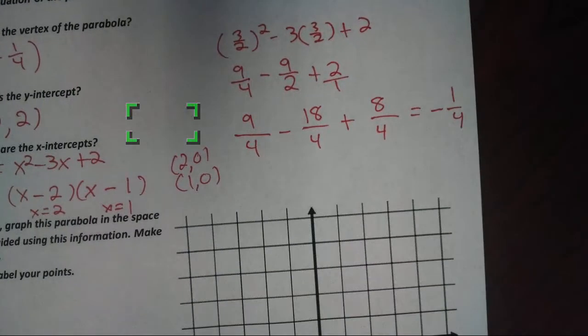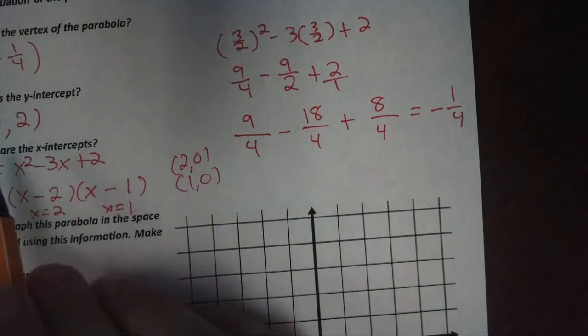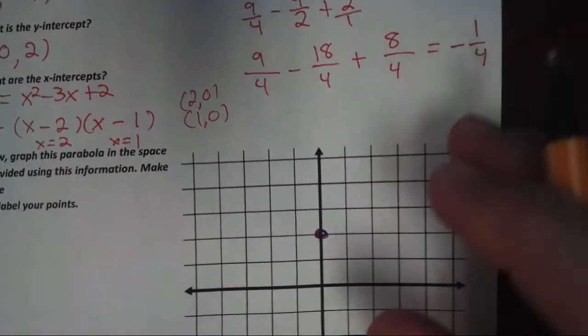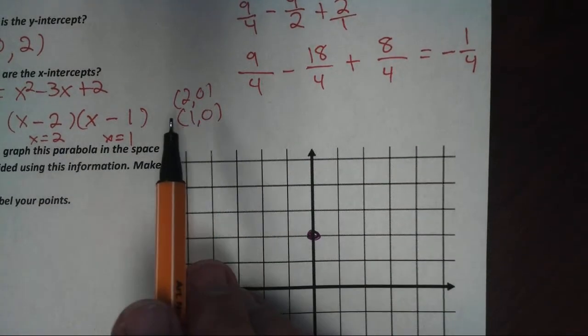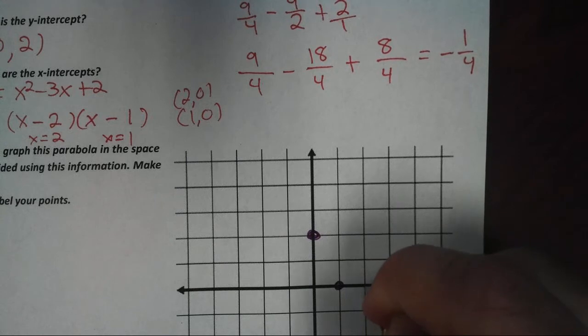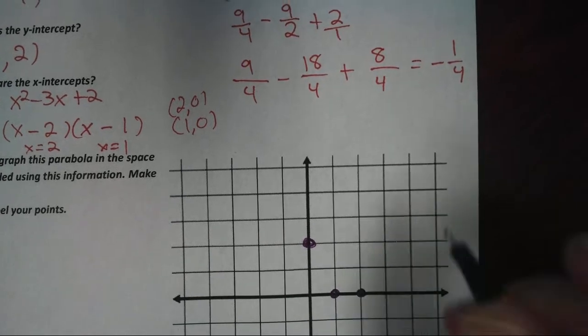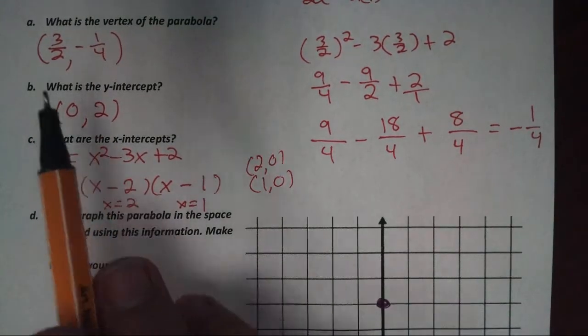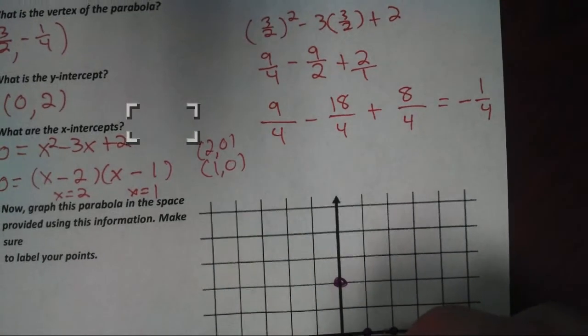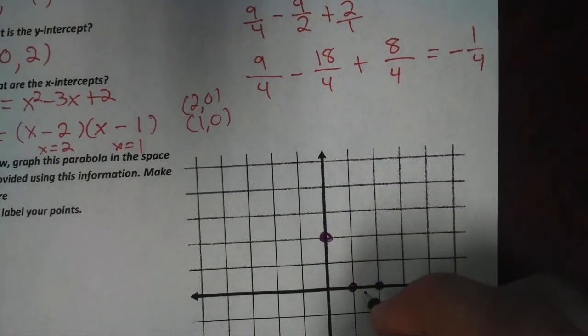Now the easy part is just putting all this on the graph. So we have our easy point 0, 2, which is right there. Then we have our x-intercepts of 2 and 1. So here's 1, here is 2. Then our vertex is at 3/2, which is really 1.5, comma negative 1/4. So 1.5. Then we go down just a little bit to there.